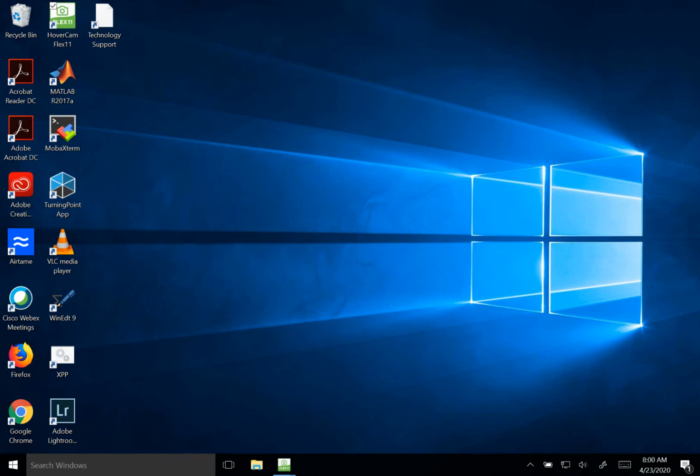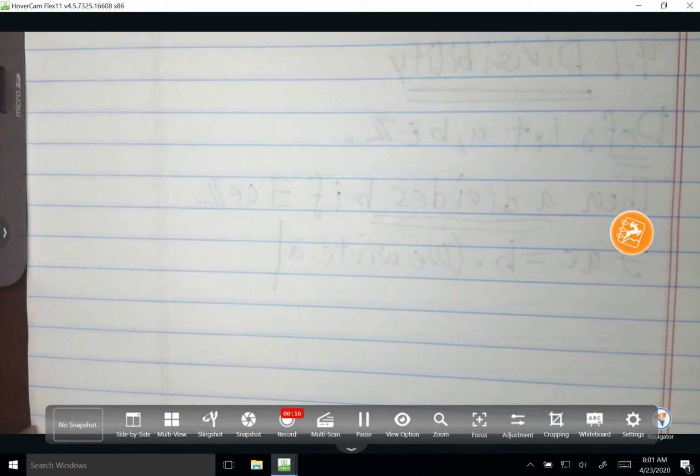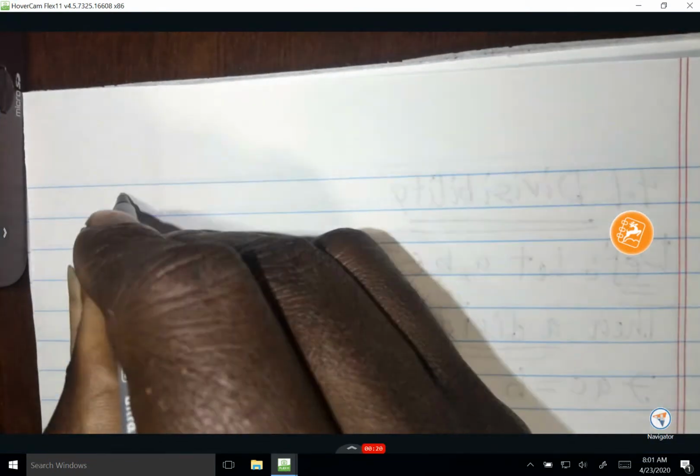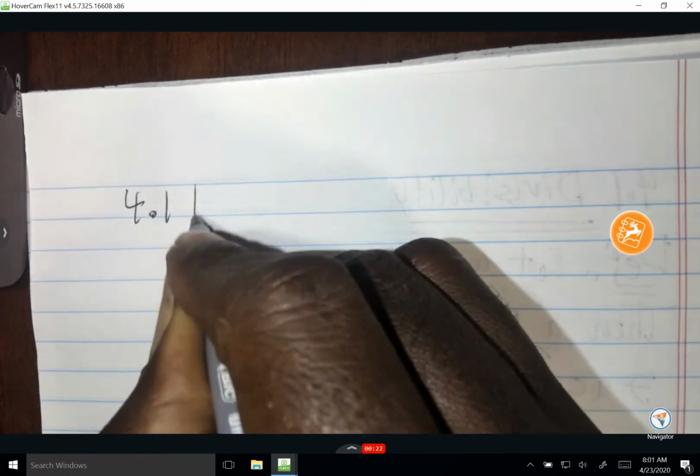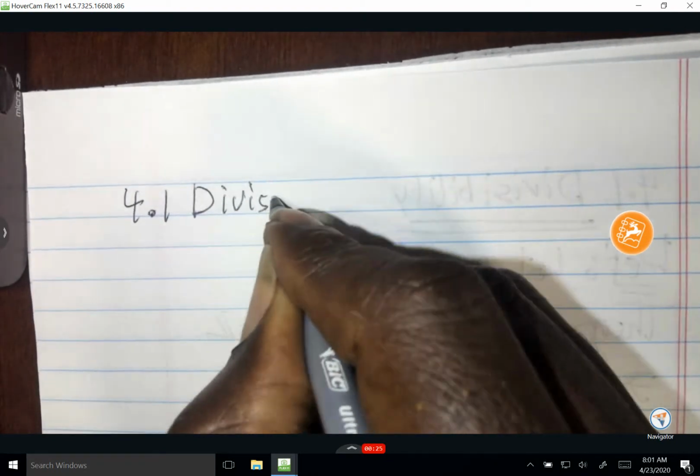Okay, so let's start another section. It's 4.1. It's called Divisibility. So divisibility, 4.1 here. Divisibility.